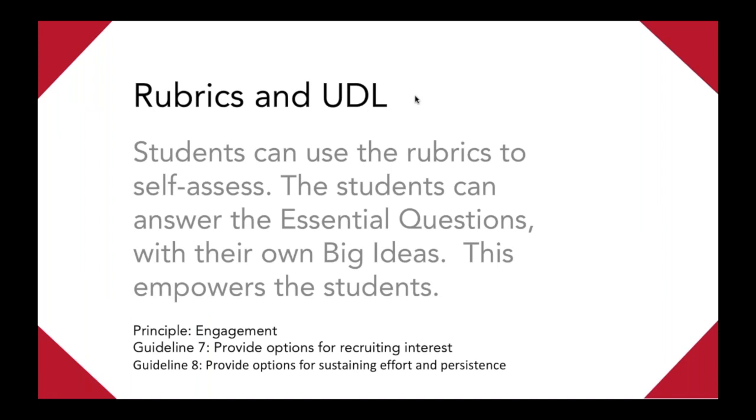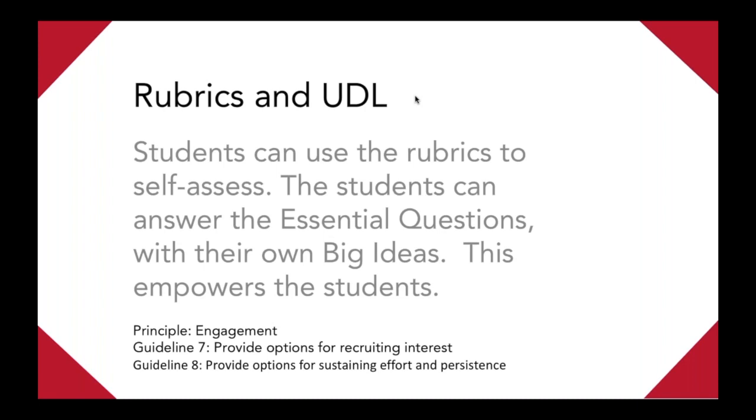So rubrics in Universal Design for Learning. Students can use the rubrics to self-assess. The students can answer the essential questions with their own big ideas. This empowers the students. And what we've done there is we've taken the statement, and then we looked at the Universal Design for Learning framework, and we've just focused for this webinar on one area of one principle. I won't tell you which one at this point, but it tells you at the bottom. But anyway, guideline 7 is provide options for recruiting interest, and guideline 8 is provide options for sustaining effort and persistence. And if you dive into those and look at the checkpoints, you'll see how all that fits together very nicely.